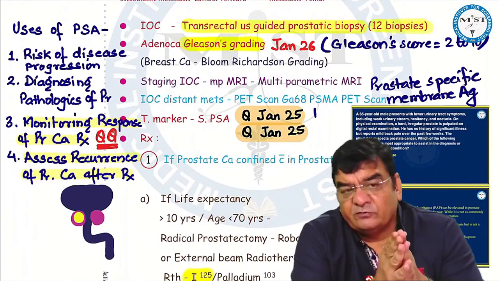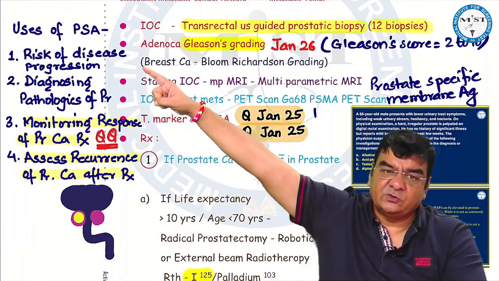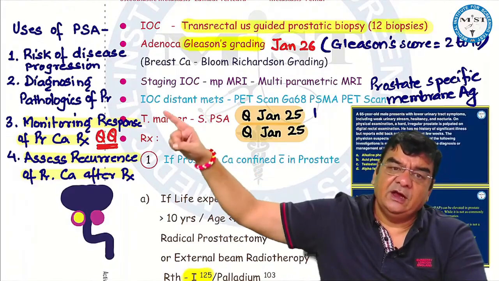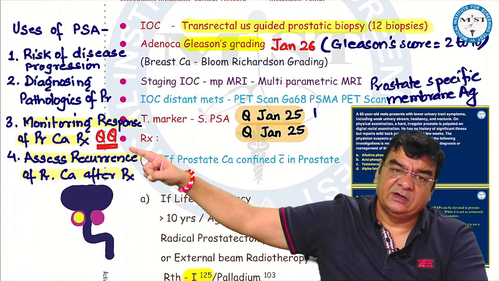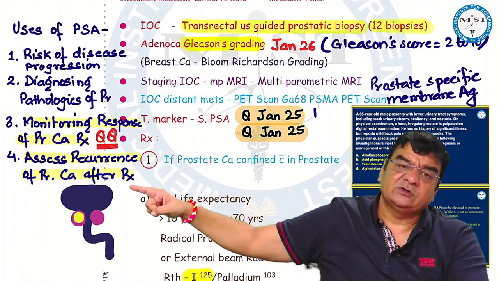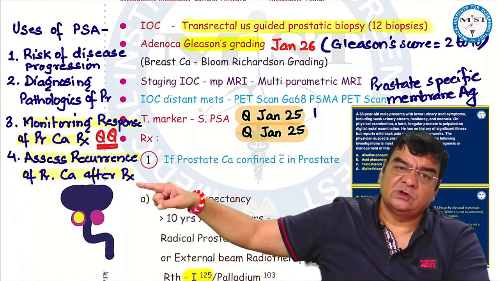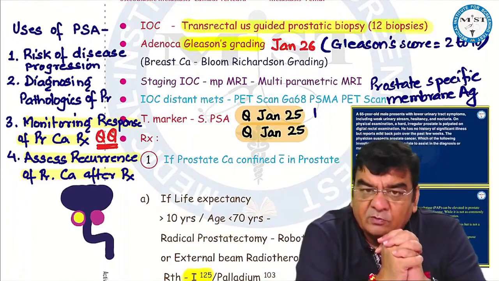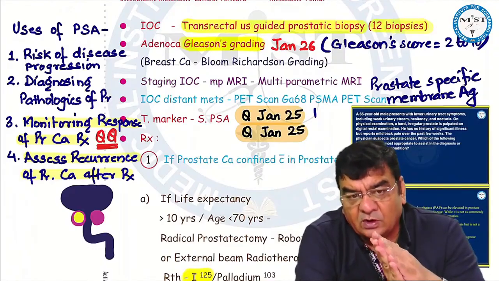And the uses of PSA can give us an idea about the risk of disease progression. It can help in diagnosing the pathologies of prostate. It can help in monitoring the response of prostate cancer treatment. And it can assess the recurrence of prostate cancer after treatment. The most important use of PSA is monitoring the response of treatment in prostate cancer, whether whatever treatment you are giving is adequate or not.